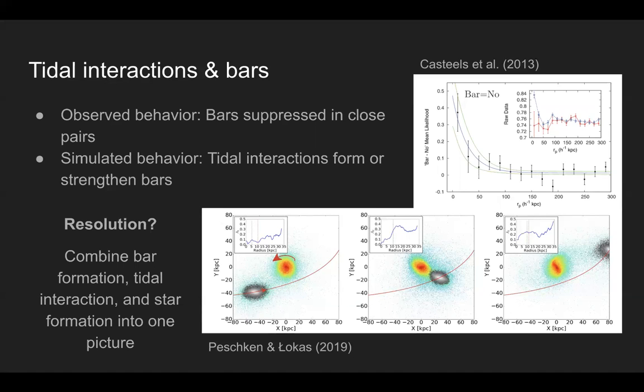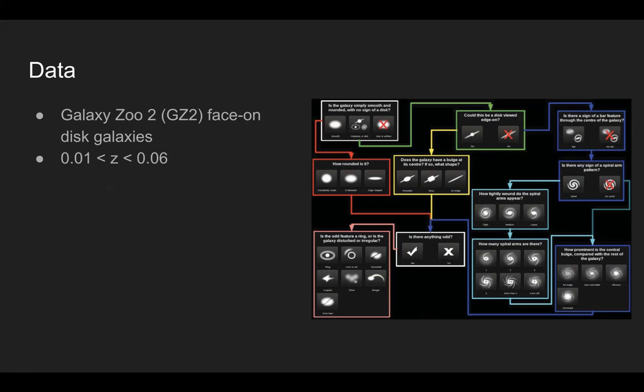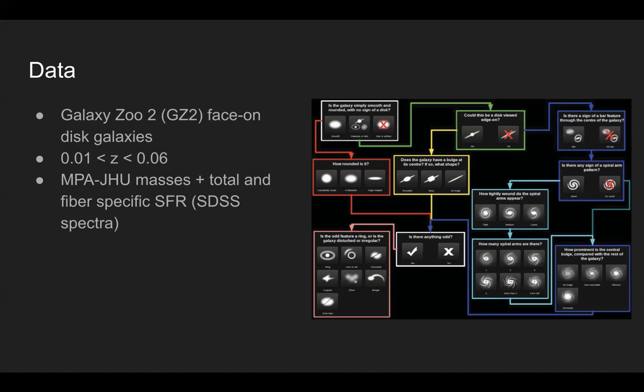Now, if we want to do this, we're going to need a good data set to work with. So we are using the Galaxy Zoo 2 catalog of face-on-disk galaxies. Galaxy Zoo 2 is a completed citizen science project that worked on classifying the morphologies of many thousands of galaxies. To get the best classifications that we can, we impose a redshift limit. Importantly, we have mass value and star formation rate values about these galaxies from SDSS spectra. I'll note here that we're working with specific star formation rate, so that star formation rate controlled for mass.